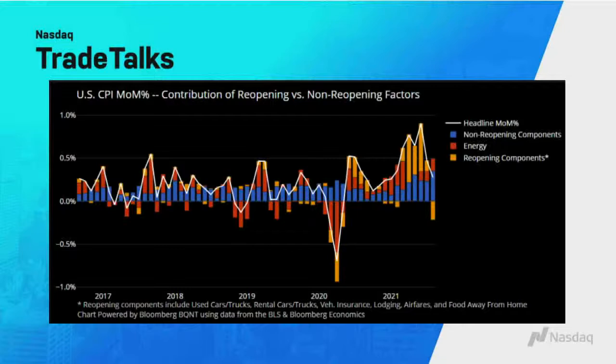So the reopening components are used cars and trucks, rentals, lodging, airfares, food away from home, people going out to restaurants, things that are going to surge initially when we get some easing of restrictions. People are able to go back out there, but we'll probably moderate back to more normal behavior over time. If you look at the chart in the yellow orange, there's a spike over the past couple months when we had a lot of reopenings, and this was where everyone was pointing for some of the inflation concerns. But this month they actually dropped and moved lower, which is being taken by some as a sign that this is the first step.